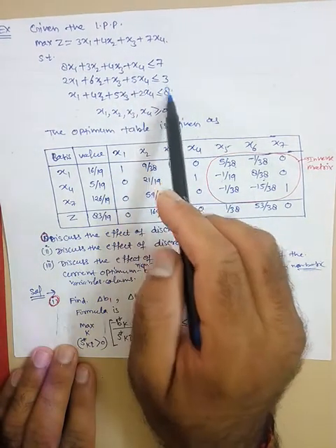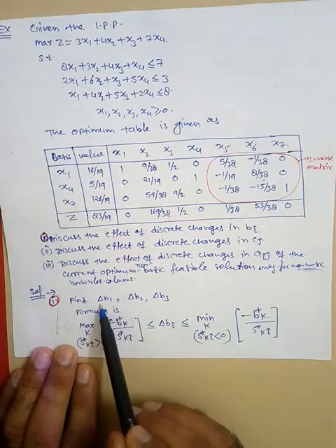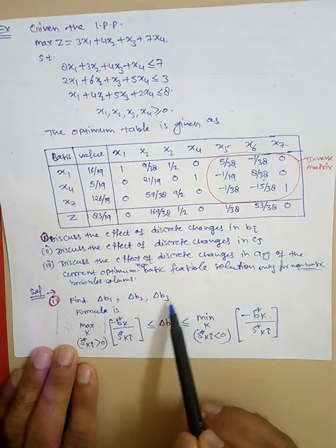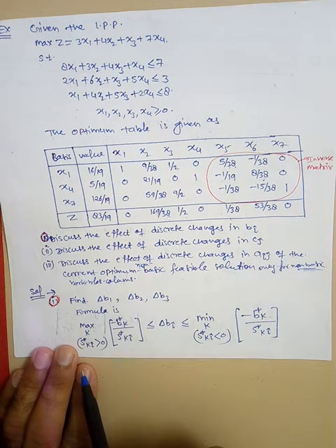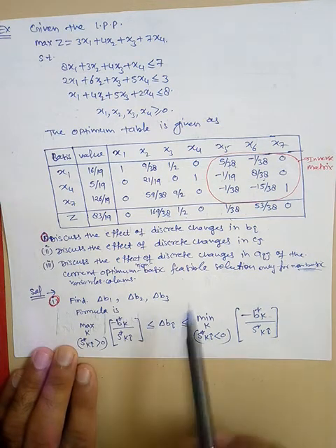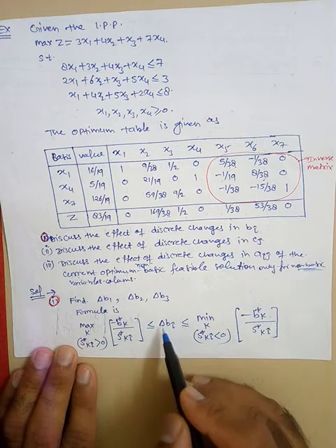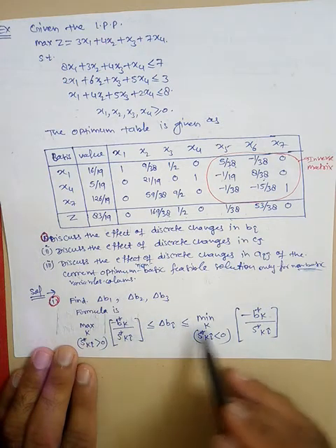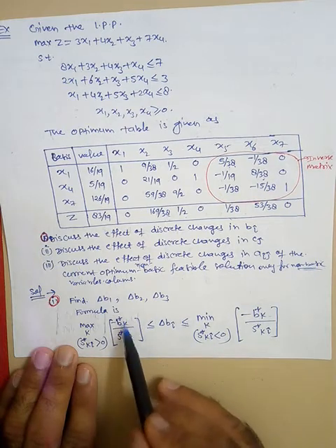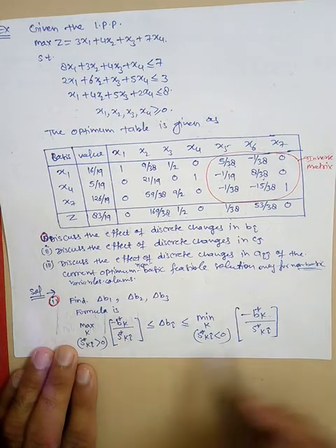So now the first case. Here we are having three constraints, so this is b1, b2, b3. That's why find out delta b1, delta b2, delta b3. This is the changes. Fine. And this is the formula which we have already discussed in the previous video. Delta bi is less than or equal to the minimum and maximum of minus b star k divided by s star ki.